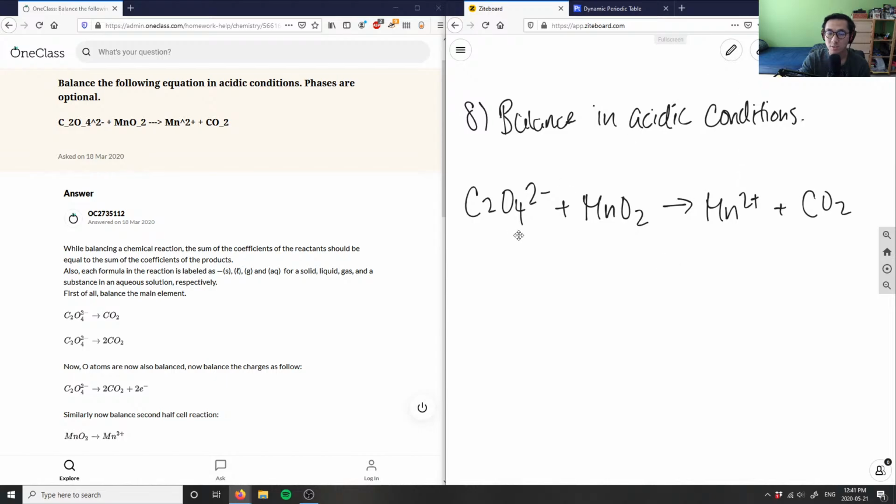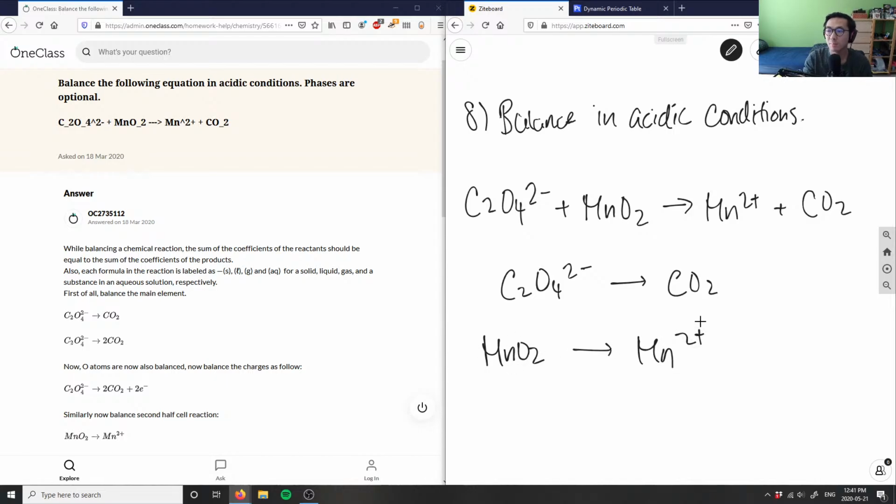So let's do that. Our half reactions mean that I care about the C2O4 2- and our CO2, and then our manganese dioxide here and our manganese here. So let me write this down. I'm going to have C2O4 2- going to CO2. And then I have MnO2 going to Mn2 plus.